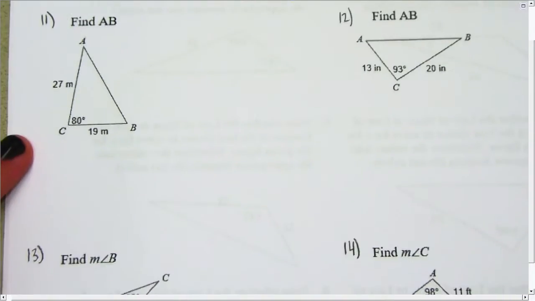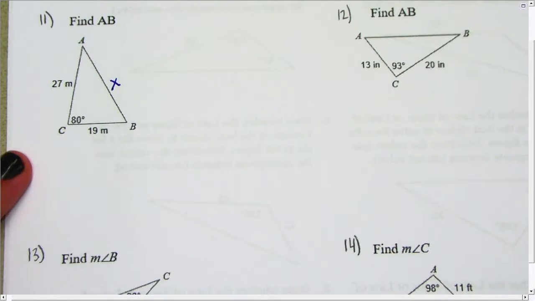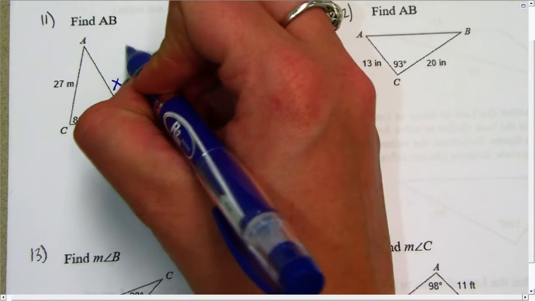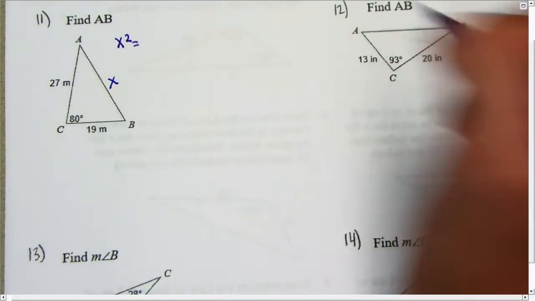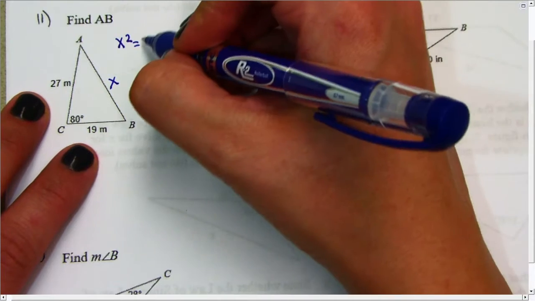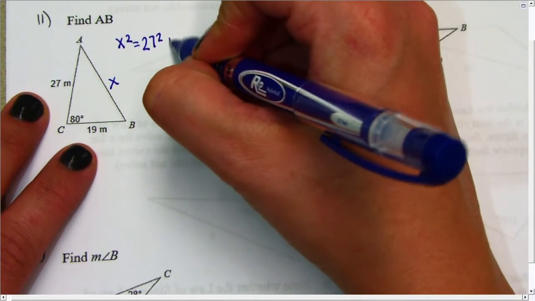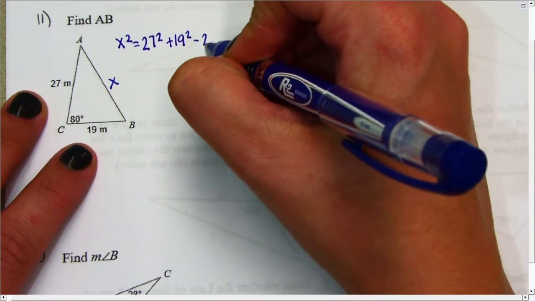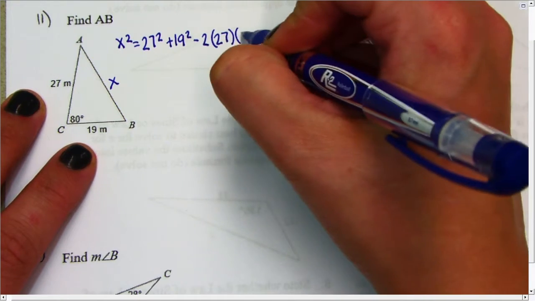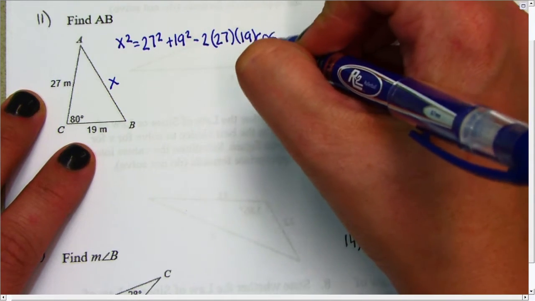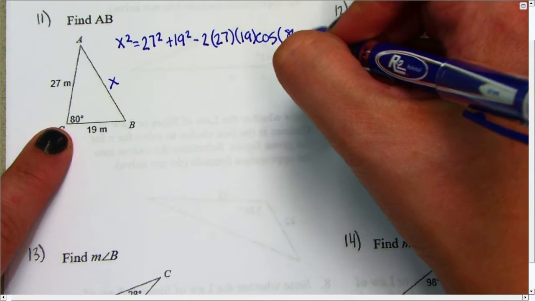All right, next problem, find AB. So analyzing my choices here, I see 1 angle and 3 sides. So that is the law of cosines. So x squared. Doesn't matter which one you make A or B, so 27 squared plus 19 squared minus 2 times 27 times 19 times cosine of the angle, and this angle is 80.